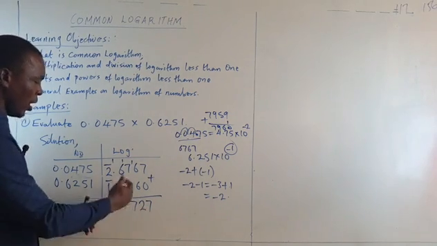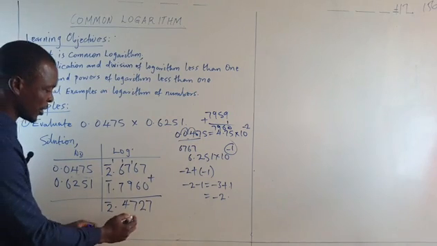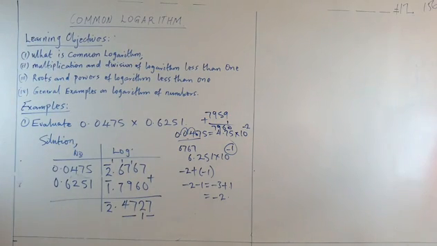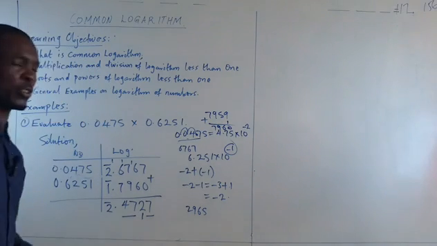We are going to look for the antilog of 47 under 2, difference of 7. So antilog of 47 under 2 gives us 2965. Difference of 7.